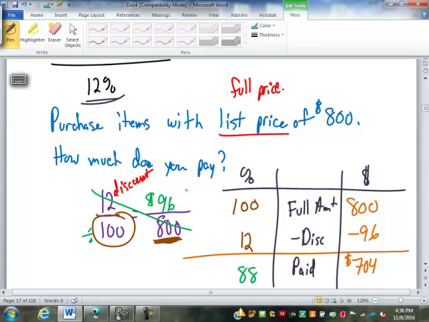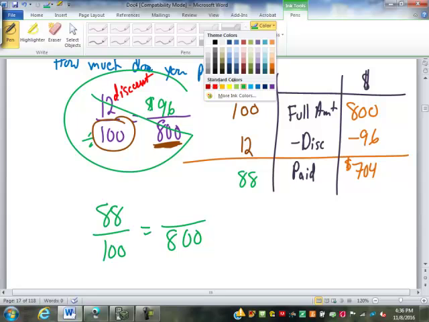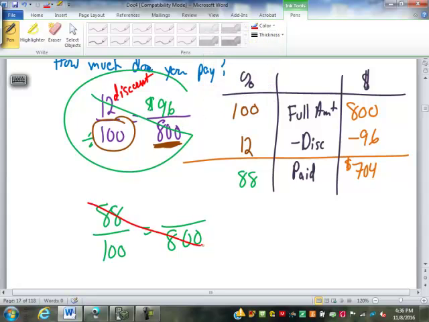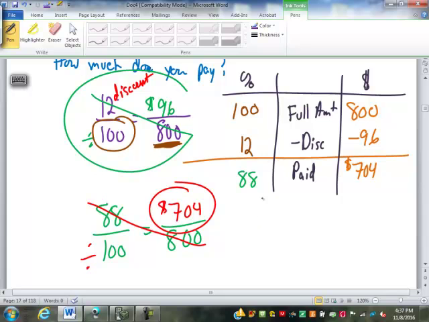So what we could have done, instead of finding 12% and subtracting it out, is we could have found 88% of 800. And if we set that up and we cross multiplied and divided, 88 times 800 divided by 100, we would have got $704. And that's an example of that complement. If 12% is the discount, the complement, or 100 minus 12, is the amount paid, 88%.